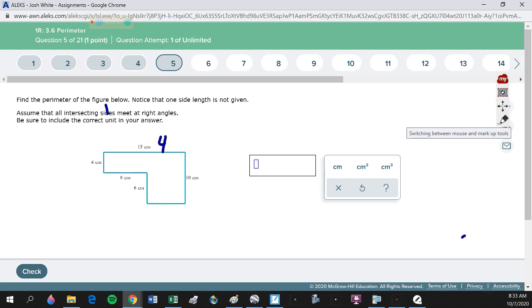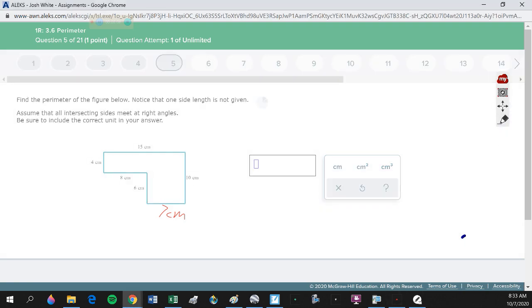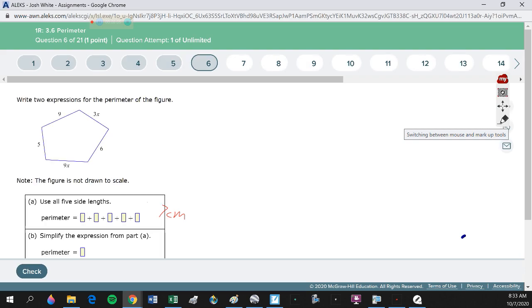Okay, so here we do the same thing. So just like Monty said, this distance here is 15, and this distance here is 8, which means that distance must be 7. And now it wants you to find the whole perimeter. So now you can add them all together. Yes, centimeters, not centimeters squared.